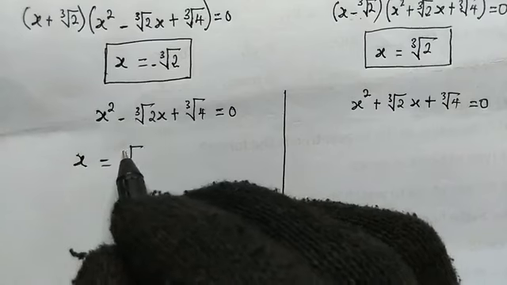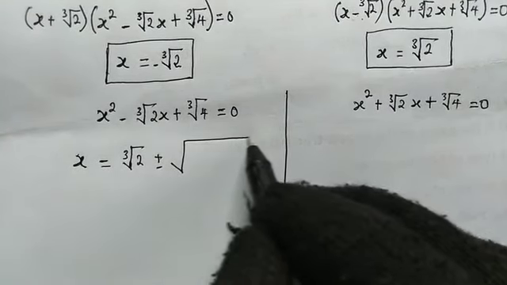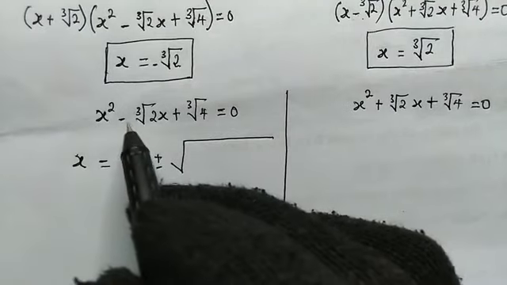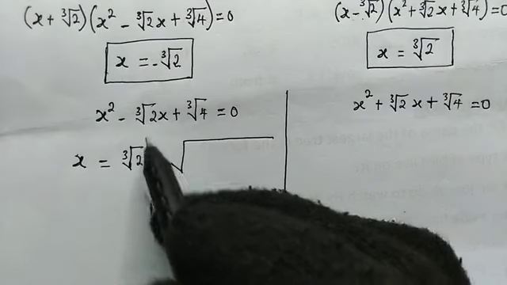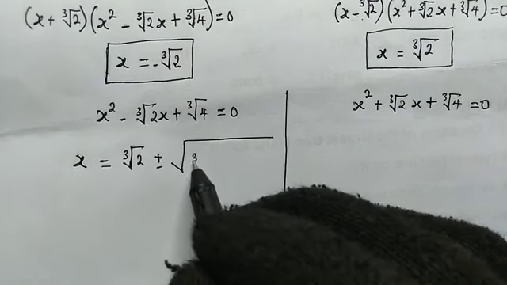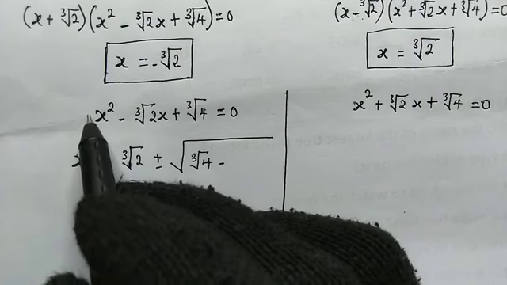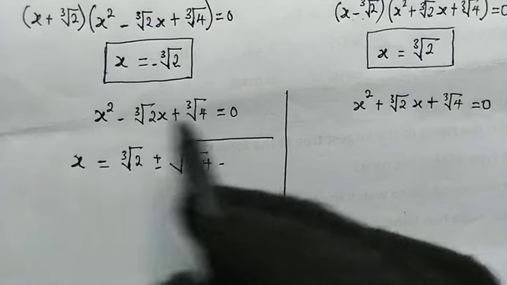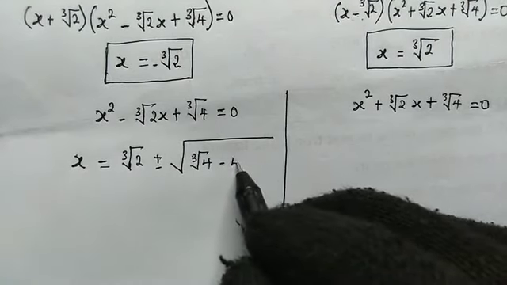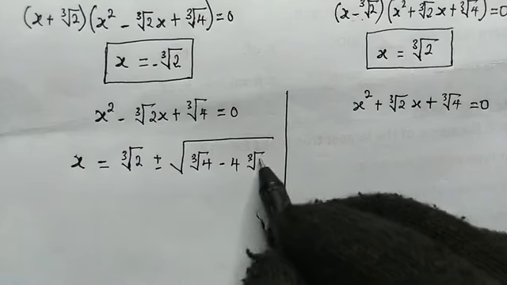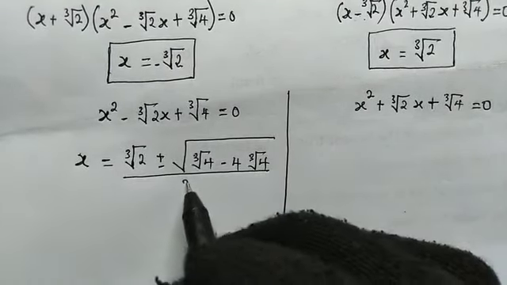So that is cube root of 2 plus or minus the square root of b squared. Remember, this b is negative, so the square will be positive, right? And the square of the cube root of 2 is the same as the cube root of 4. Minus 4 times a. A here is the coefficient of x squared, which is 1. And c here is the constant, cube root of 4. So that will be 4 cube root of 4. Then we are dividing by 2.